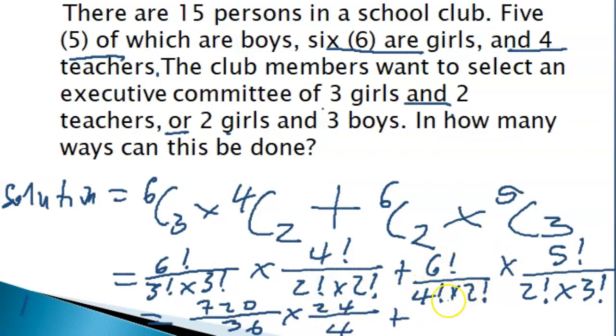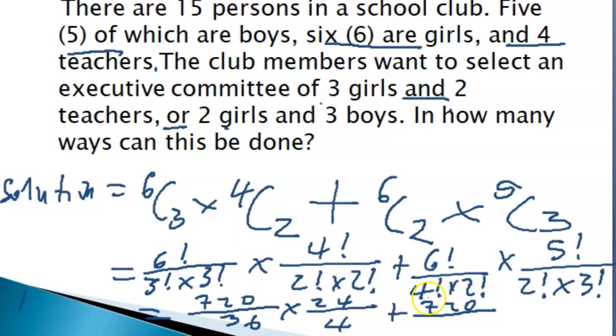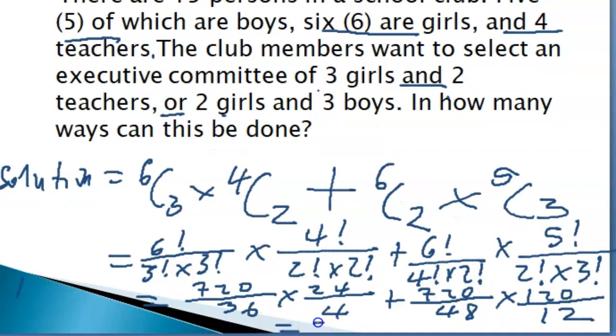Plus 6 factorial, that's 720, over 4 factorial, that's 4 times 3 times 2 times 1, that's 24. Times 2, that's 48. Times 5 factorial, that's 120, over 2 times 3 factorial, that's 2 times 6, that's over 12. And this will work out to be 270. So there are 270 ways of forming this executive committee based on the way it was specified.